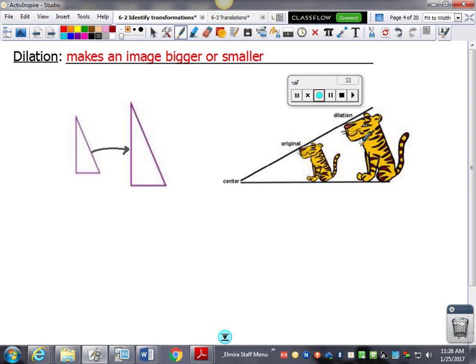Dilation, if you want to remember, if you've ever been to the eye doctor and they put those drops in your eyes to make your pupil, that black part of your eye, bigger so they can shine the light in your eye and see more of the inside of your eyeball. Okay, dilation in your eyes is making that hole bigger. So it's the same kind of thing in math.